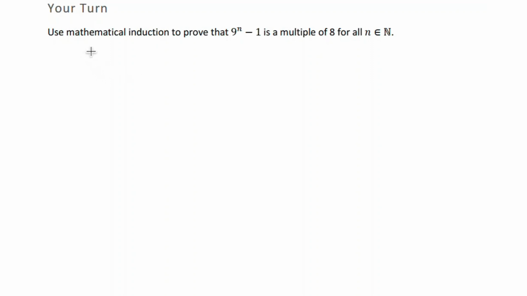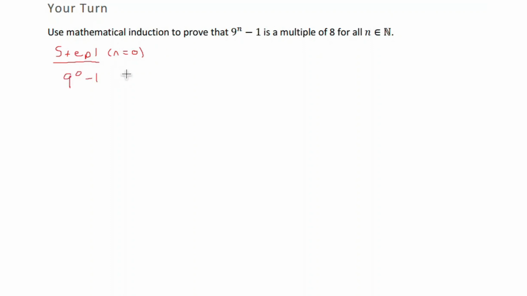Use mathematical induction to prove that 9 to the n minus 1 is a multiple of 8 for all n in the natural numbers. We always start with our base case. In this case, our base case is when n is equal to 0 because we're in the natural numbers.